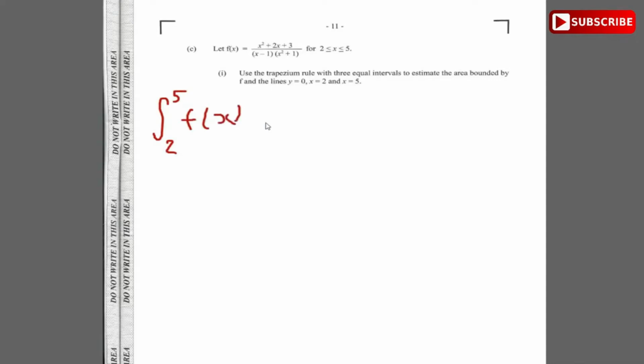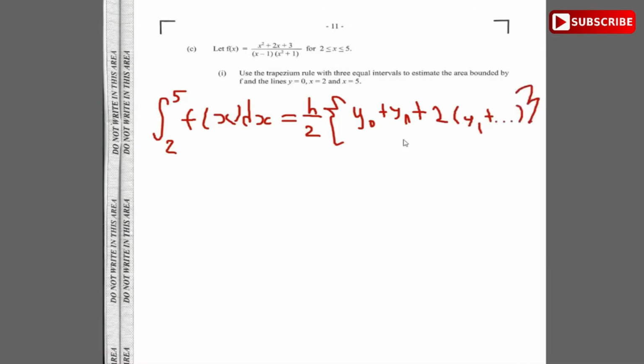Using the trapezium rule, the integral from 2 to 5 of f of x is going to be h over 2 times y naught, where y naught is the first y value, plus yn, plus 2 times the other y values, plus 2 times your y1, and so on. So that's the formula that we use for the trapezium rule. Let's go ahead and do this.